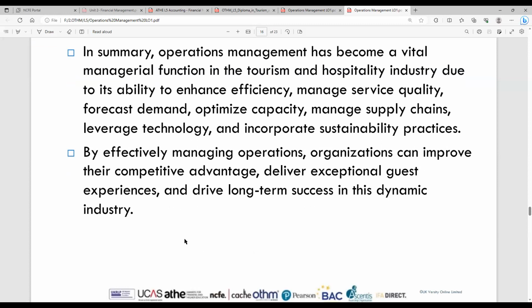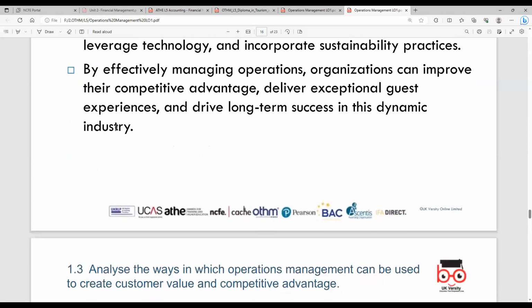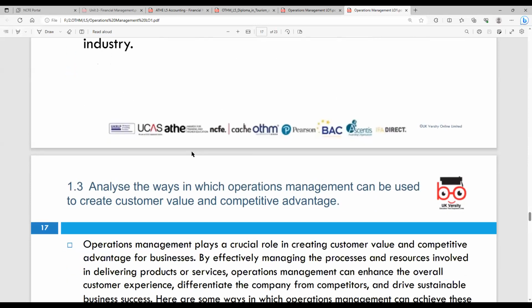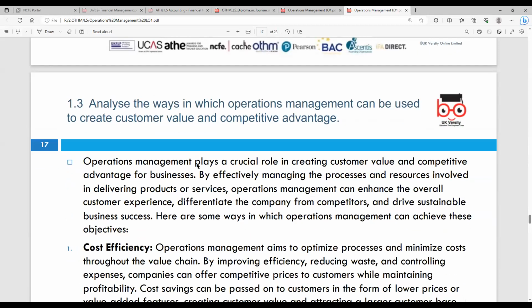So operations management has a very important role in a dynamic industry such as yours, your tourism and hospitality industry, because it's always evolving, it's always changing, and there are a lot of competitors around. Therefore you want to make sure that effective use of all these resources is done. This is why it has become even more of a management function over the years. Any question? Are you okay with this?